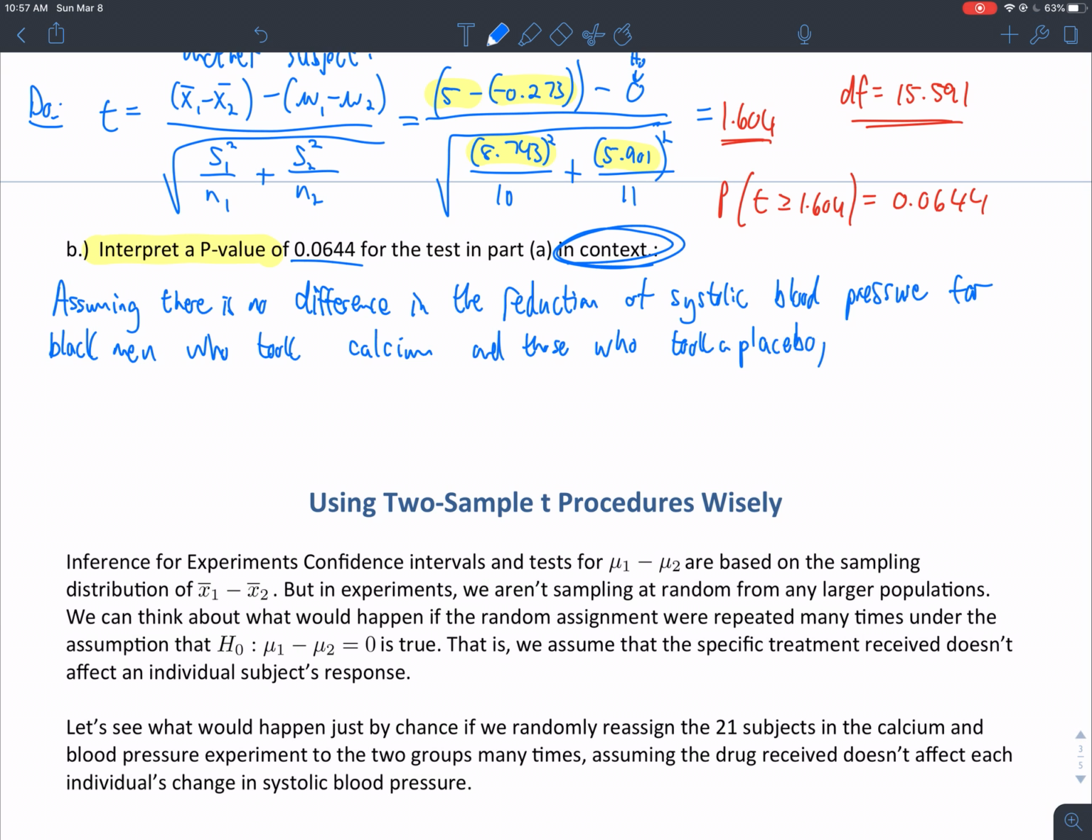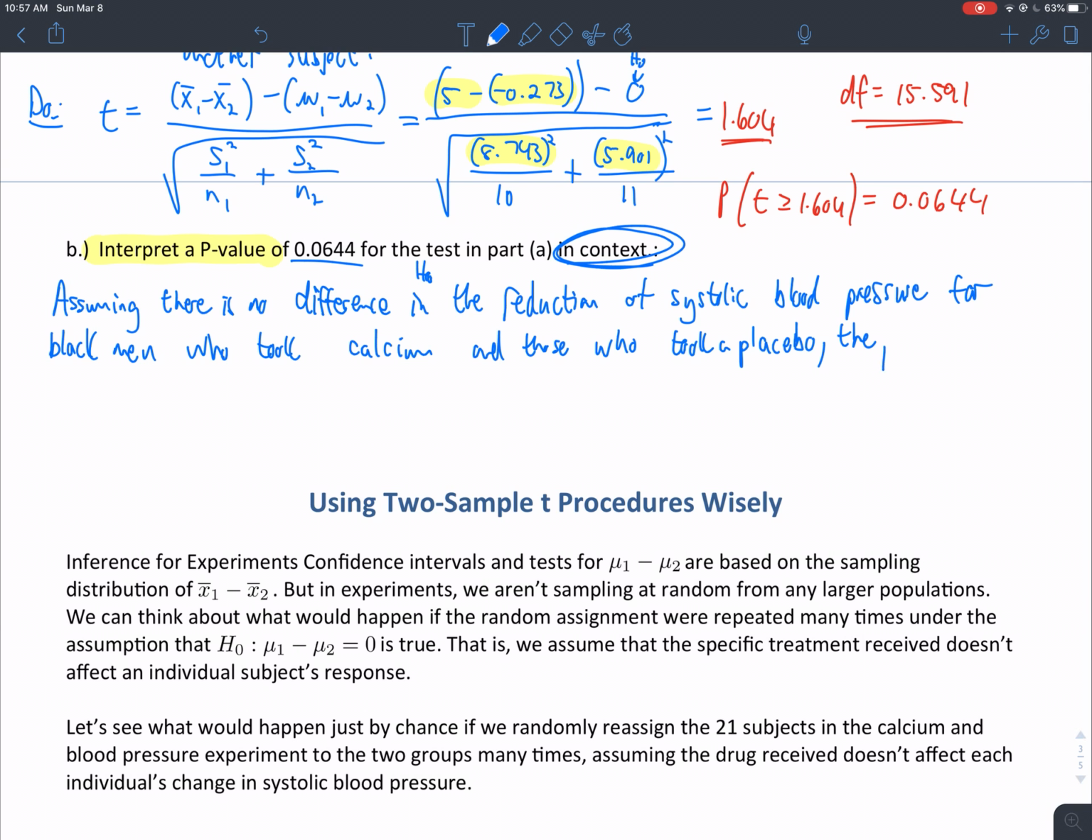Okay, so this is my null hypothesis. Assuming there's no difference in the reduction of systolic blood pressure for black men who took calcium and those who took placebo. That's my null hypothesis. So assuming the null hypothesis is true, what does the p-value mean?